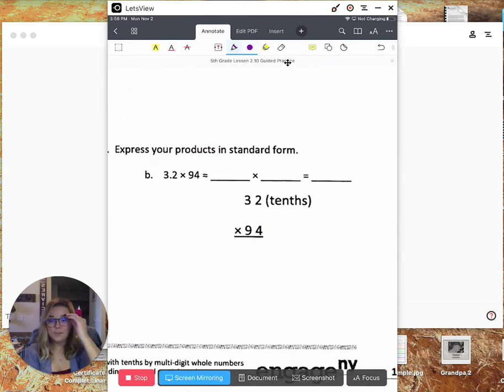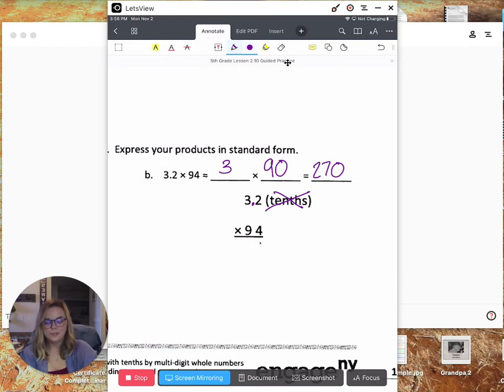Now let's take a look at B, and we'll talk about another method we can use. For this method, I'm going to cross out that tenths, and I'm going to put my decimal point back in there. And we'll get back to that in just a second. First, let's estimate. 3 2/10, we can round to 3. 94, we can round to 90. We multiply and get 270.